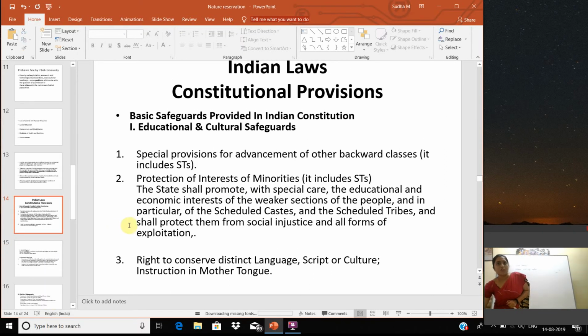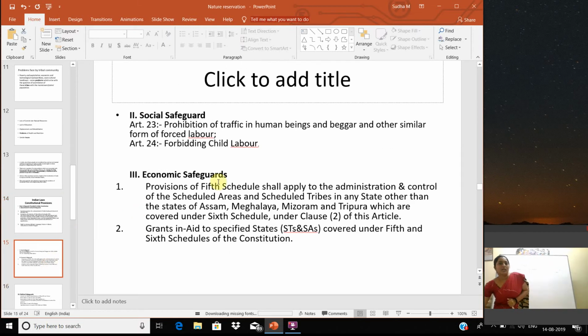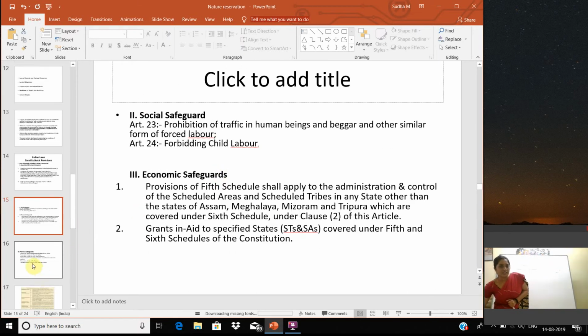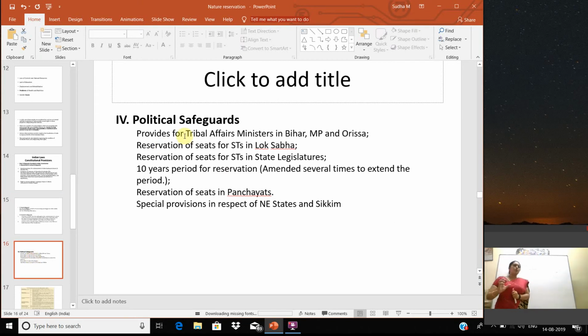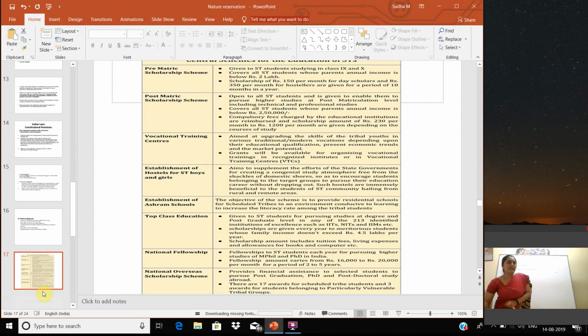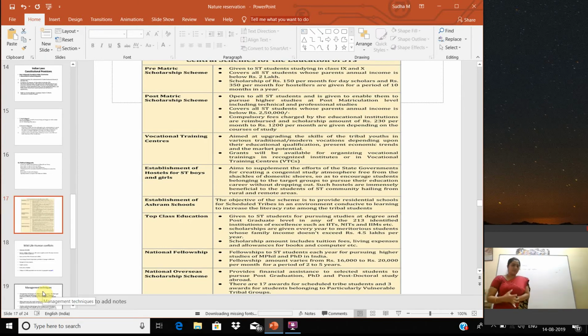Okay. So the Indian constitution has basic safeguards for them, especially educational and cultural safeguards, social safeguards, economic safeguards and also political safeguards. So the constitutional provisions and acts provide these kinds of safeguarding measures to them, but still they are considered to be backward. So what is the remedy, or how can they overcome this? By means of education.